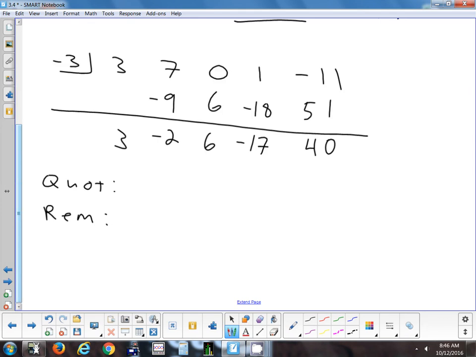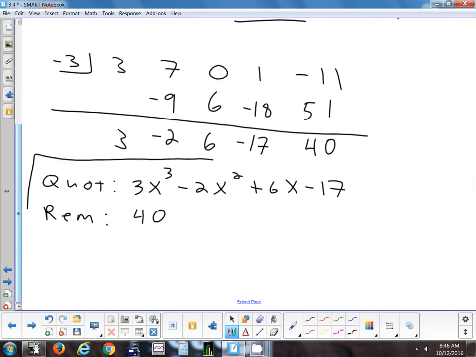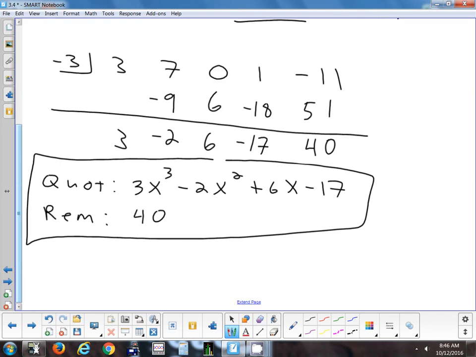Go ahead. 3x squared, 3x cubed. Yep, 3x cubed, 2x squared plus 6x minus 17. Perfect. That's my quotient. And what's my remainder? 40. Yep. So a lot faster than doing long division. But again, it only works if you're dividing by something that's x minus a number or x plus a number. And be careful with x plus, because you have to rewrite that.